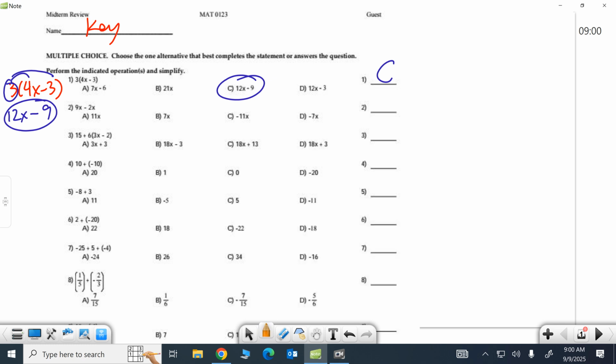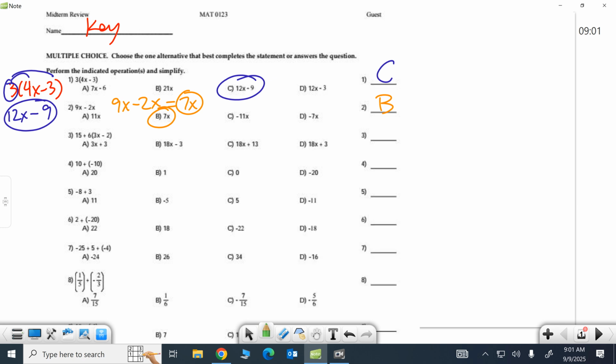So then number 2. 9x minus 2x. So I'm just going to write it down again in case it's harder to see. 9x minus 2x is going to be what? 7x. If I have 9 of something minus 2 of something, I end up with 7 of them. 7x is B right here. So B is going to be the final answer there.